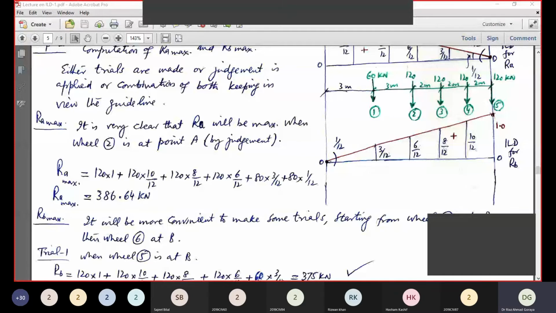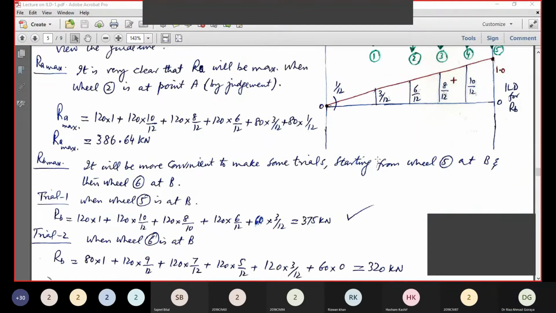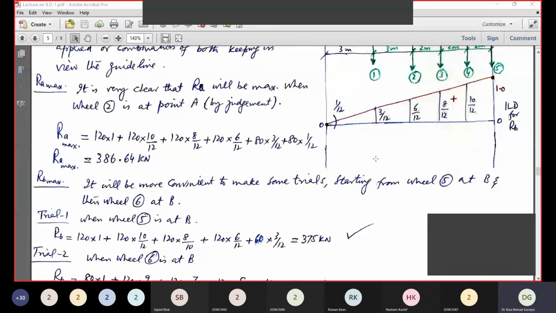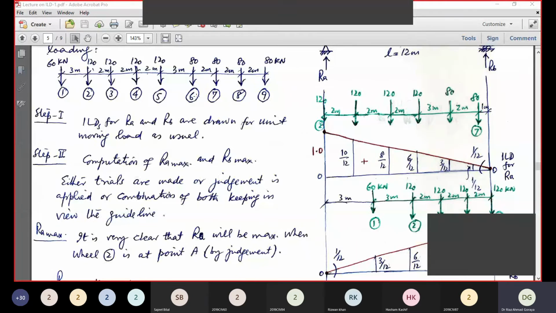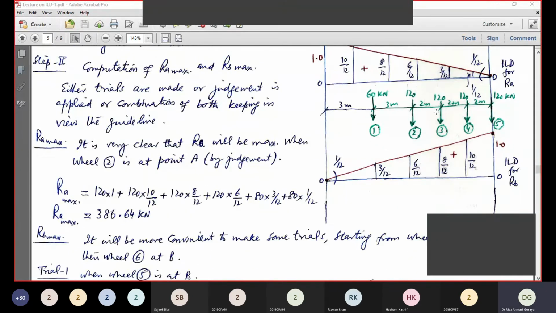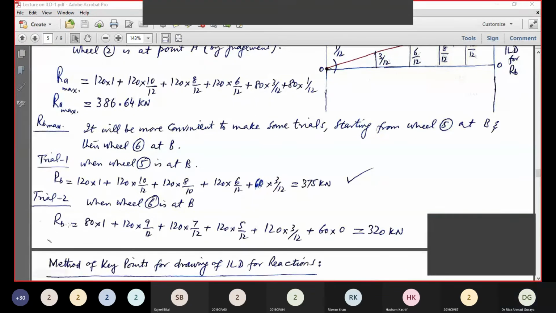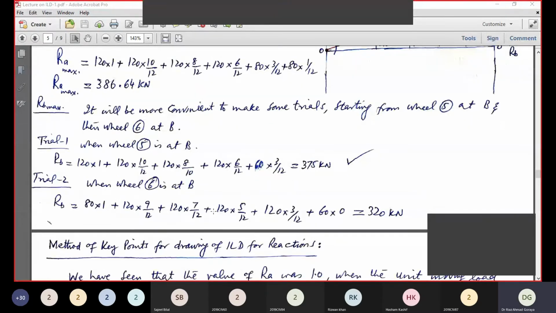Trial 2, when wheel 6 will be here. Wheel 6, if you see, is 80 kilonewton. Wheel 5 is 120 kilonewton. So wheel 6 at B will give us a value of RB as 320 kilonewton, which is lesser than the earlier value. So wheel 5 will give us the maximum value of RB.